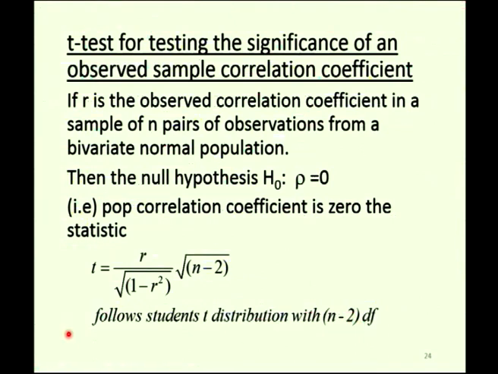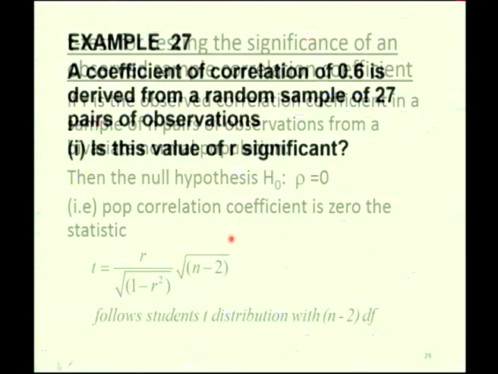Here the procedure is also given. You have to set up H naught as rho is equal to 0 against H1 appropriately, whether not equal to 0, or greater than 0, or lesser than 0. Then the third step is level of significance and degrees of freedom, given by the formula n minus 2. Step 4 is the computation of the statistic given by R divided by root of 1 minus R square into root of n minus 2. Now, we will do this problem.